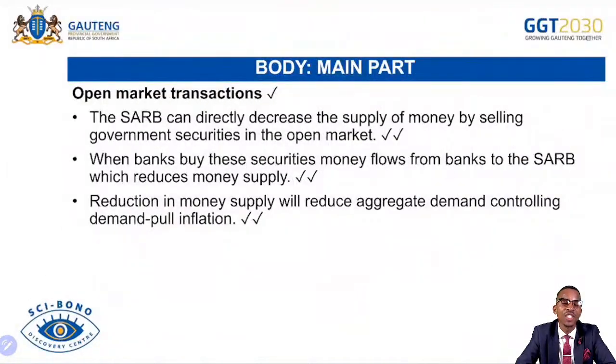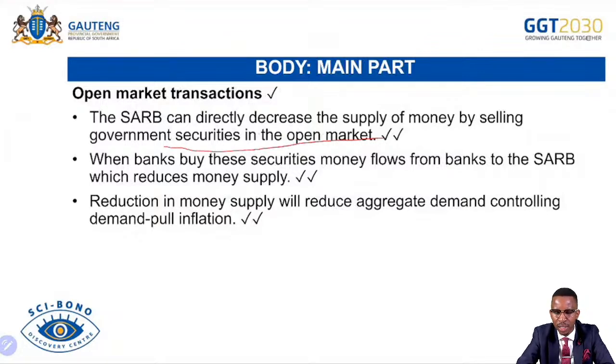And then open market transactions. Remember, in this case, we talk about the selling and purchase of bonds. This activity takes place strictly between commercial banks and the central bank or the Reserve Bank. If there is a high level of inflation, the central bank needs to sell bonds or shares or paper assets to whom? To commercial banks, to collect money from circulation. That will decrease money supply and decrease demand for goods and services. So the South African Reserve Bank can directly decrease the supply of money by selling government securities in the open market. So they are sold to commercial banks directly.